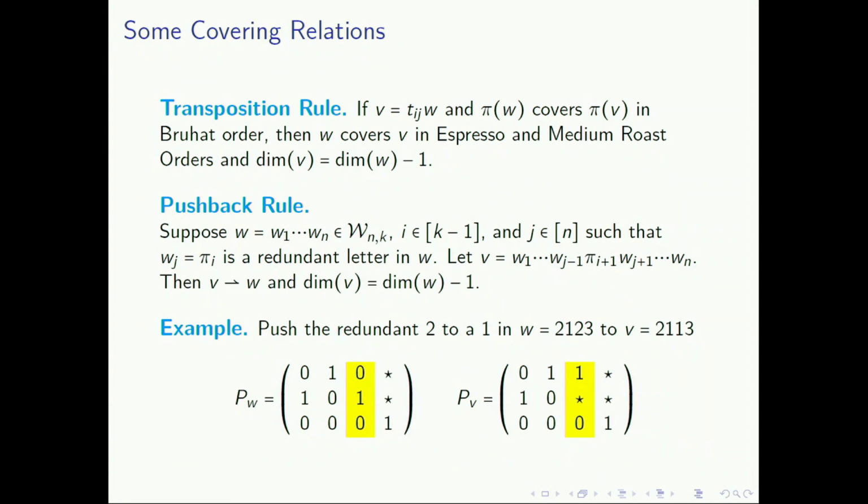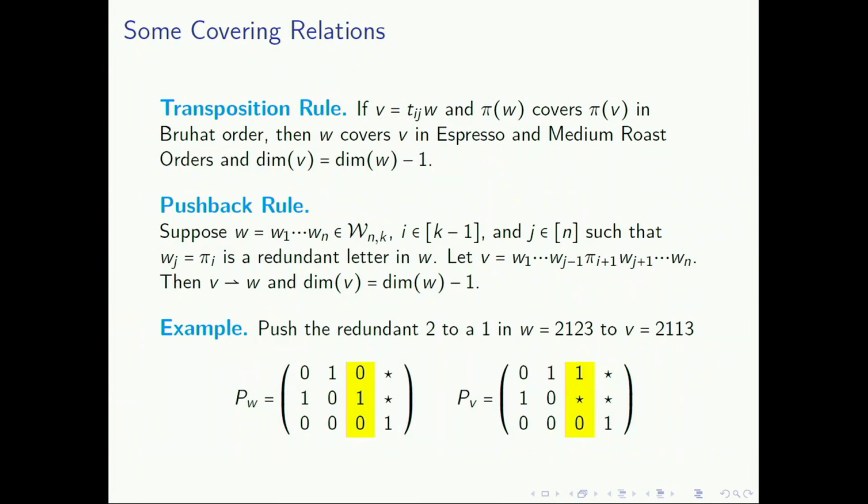So the transposition rule on Fubini words is given by, we'll say, V. If V is equal to a transposition Tij times W, we like to multiply on the left because that transposition takes all the letters I and interchanges them with all the letters J. If the initial of W covers the initial permutation of V in the original Bruhat order, then W will cover V in the espresso roast and the medium order and the decaf order, actually. And the dimension will be exactly one more. You have to prove that, but that works out nicely.